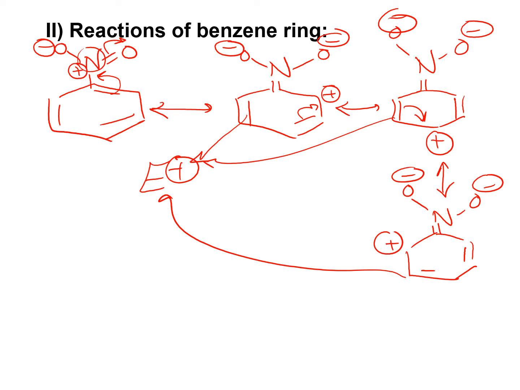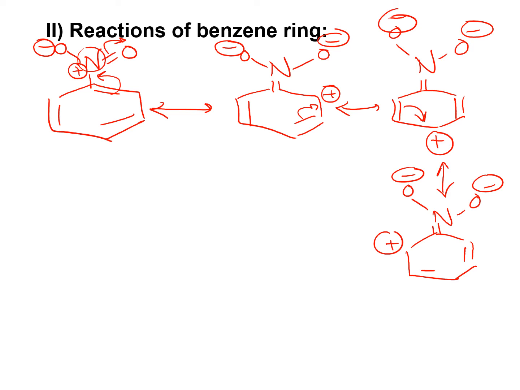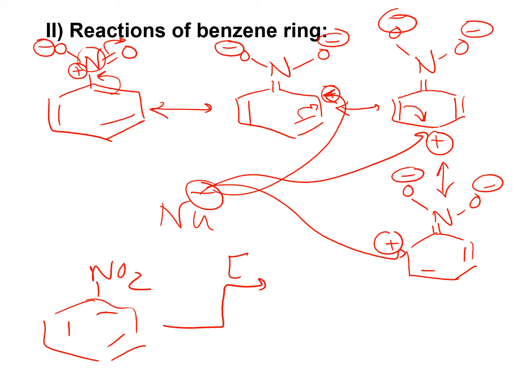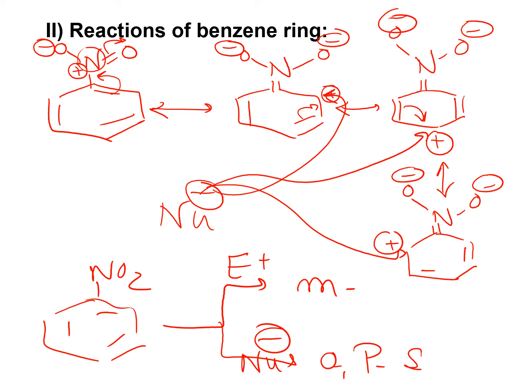electrons. It's not looking for a position that is deficient in electrons. The ortho and the para positions are deficient in electrons, while the meta position is not that deficient. Accordingly, the electrophile will attack the meta position. However, if we add a nucleophile, the nucleophile is something that is looking for a positive charge. So the nucleophile will attack the ortho and the para positions. So when you react nitrobenzene with electrophiles, you end up with a meta substituent. However, if you react them with a nucleophile, you end up with ortho or para substituents.